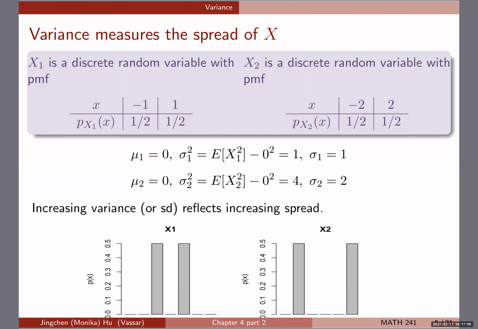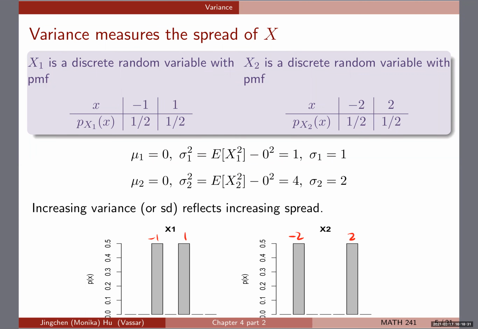So if we do a density plot, a bar plot over here, with the PMF p(x) on the y-axis, and the x-axis being the possible values of the random variable, then you can see that x1's two possible values are both at 50% PMF value, but they're closer, whereas for x2, they're further away. I didn't include the x-axis over here, but this value is -1, this is +1. This is -2, this is +2.